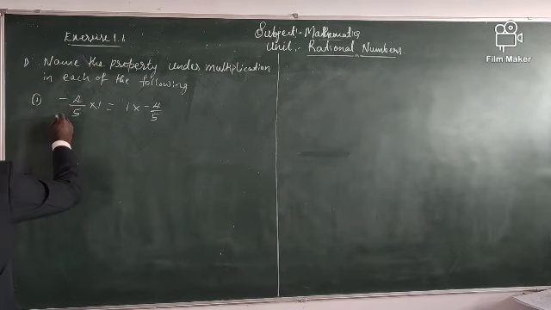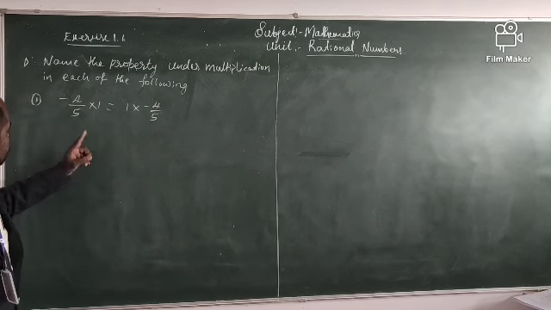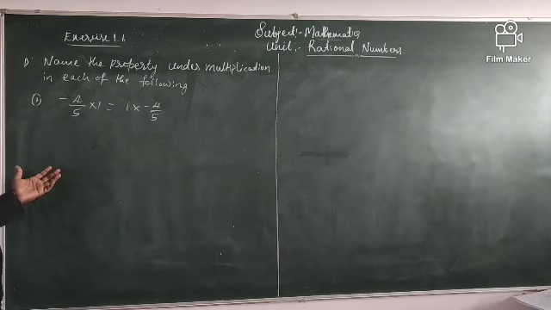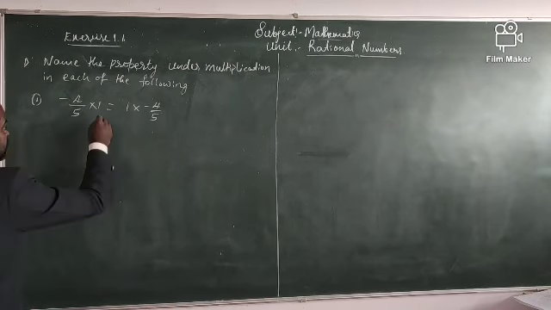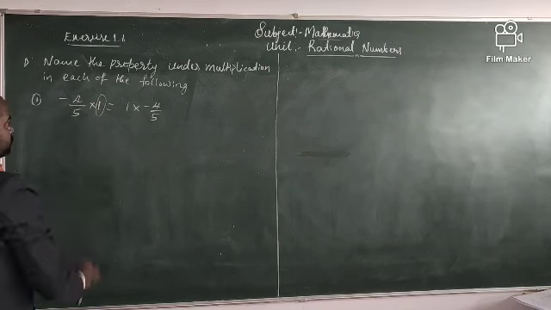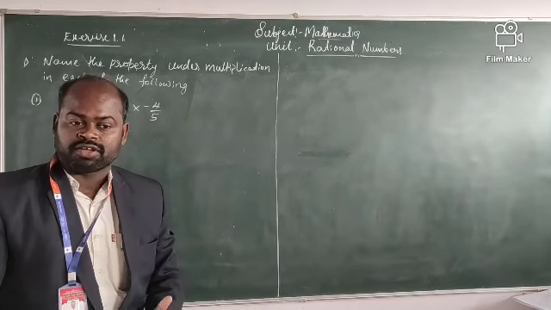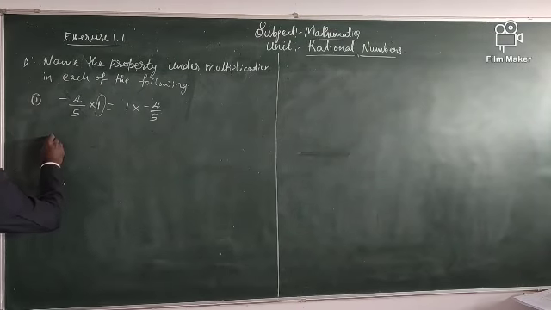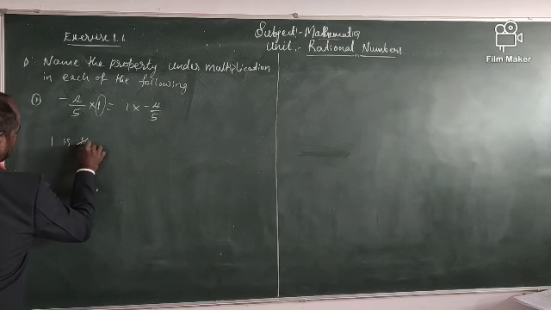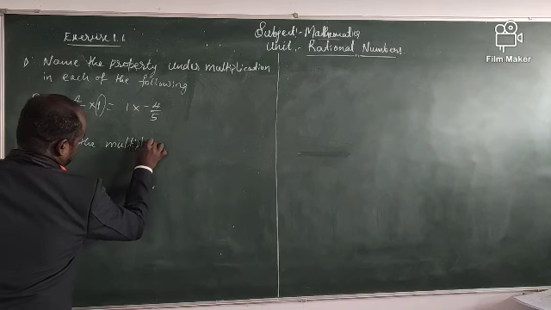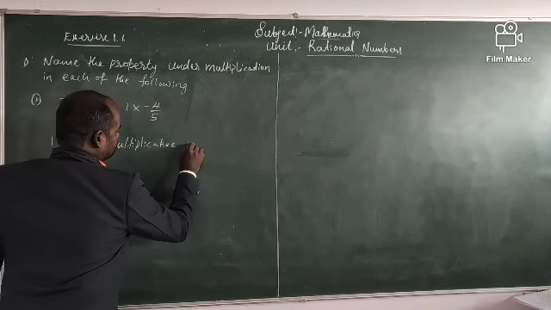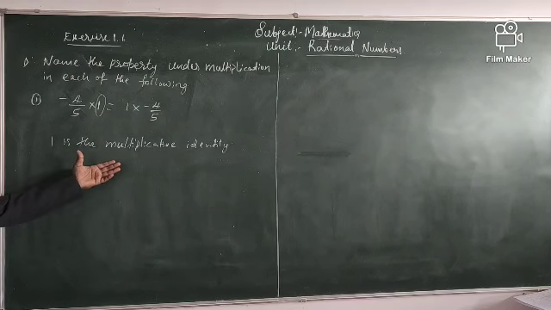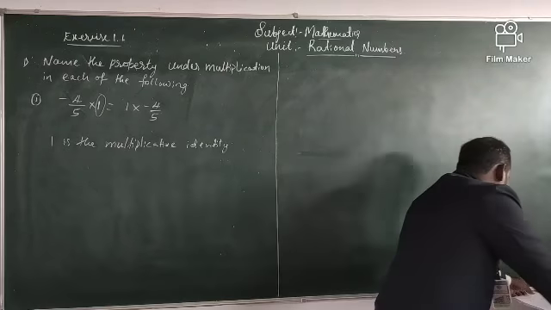Look here, the question is minus 4 by 5 into 1, which is equal to 1 into minus 4 by 5. Understand? See here, 1 is there. Already we know that 1 is the multiplicative identity. Therefore, the property is multiplicative identity. Let us see one more problem.